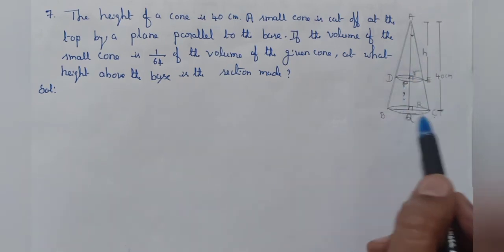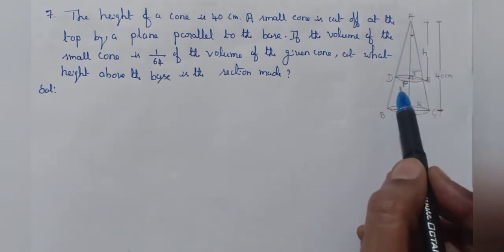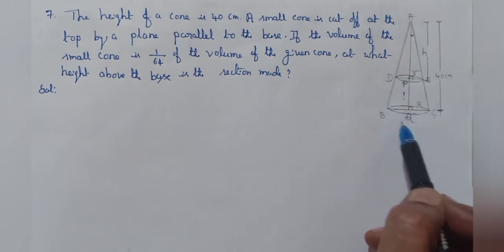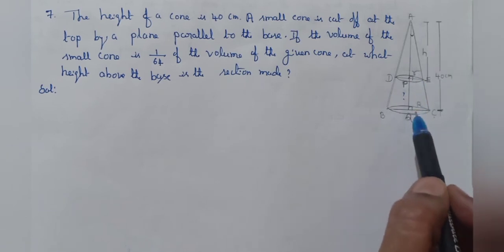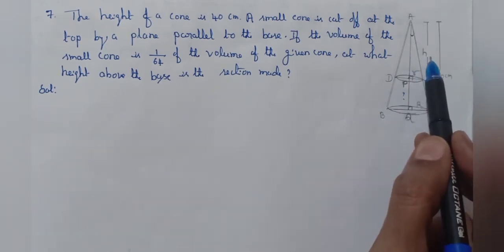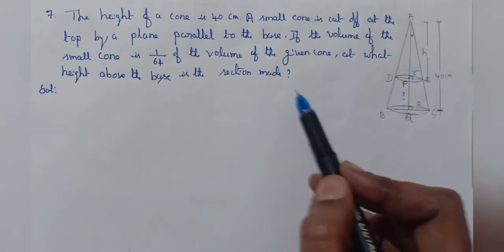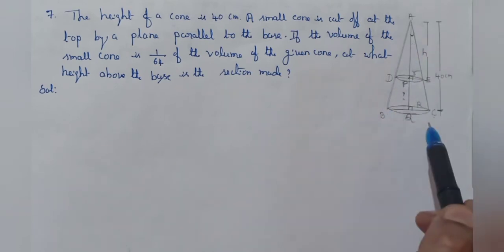Here ABC is a cone. The height of the cone is given, that is 40 centimeter, and the plane DE cuts the cone ABC into two parts. The upper part is a smaller cone and the lower part is the frustum. Let the height of the smaller cone be h, and the volume of the small cone is 1/64 of the volume of the cone ABC.